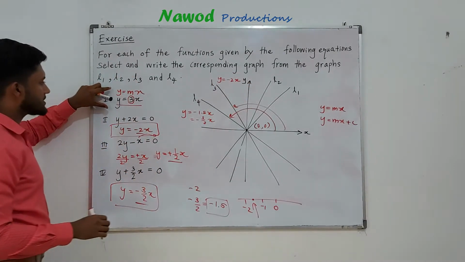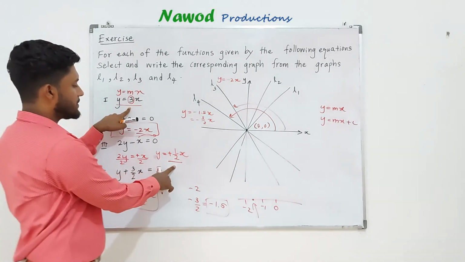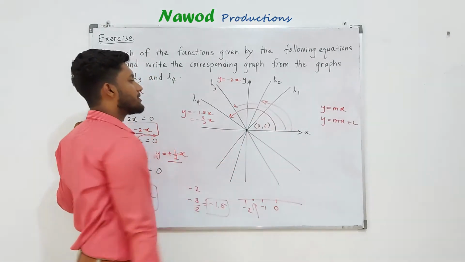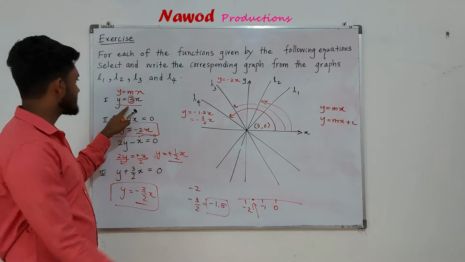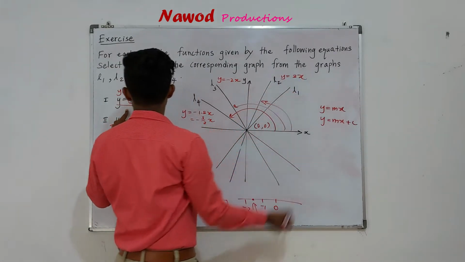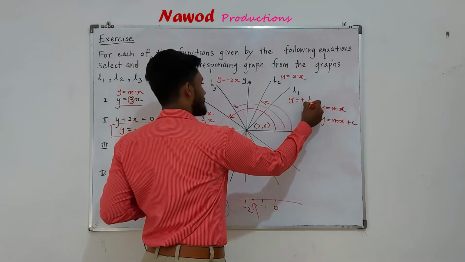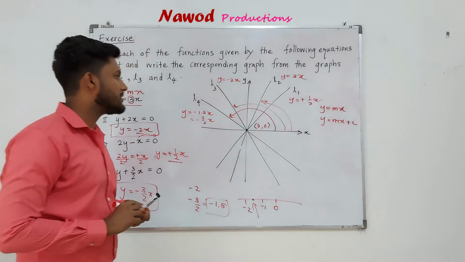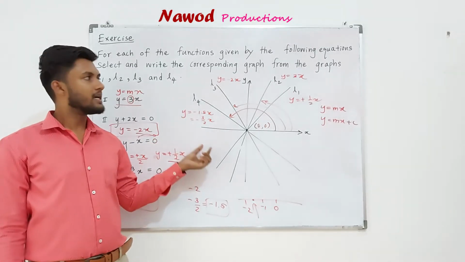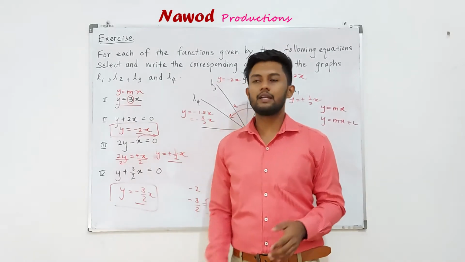Yes, when considering this 3x and the other one, half x, what is bigger? Yes, 3x is bigger, so the gradient is bigger in 3x. This is the line y equal 3x. Then the other line is y equal plus half x. Yes, like that way we can derive these lines when considering about the gradient. I think from this example you got a clear understanding about gradient.